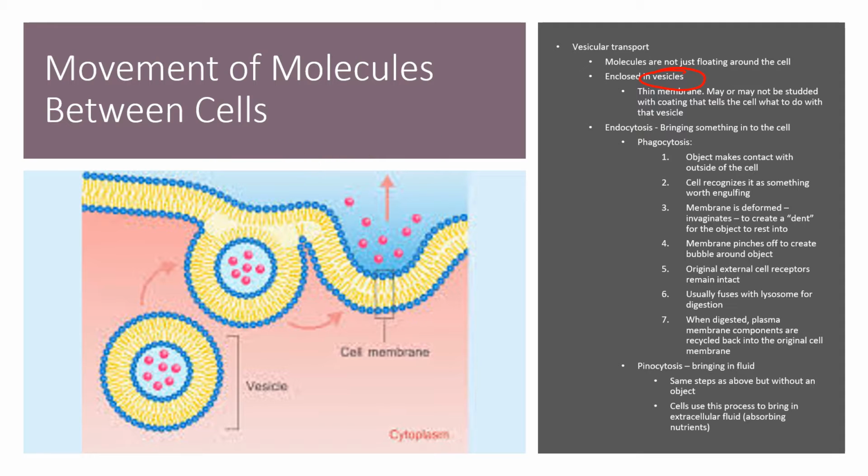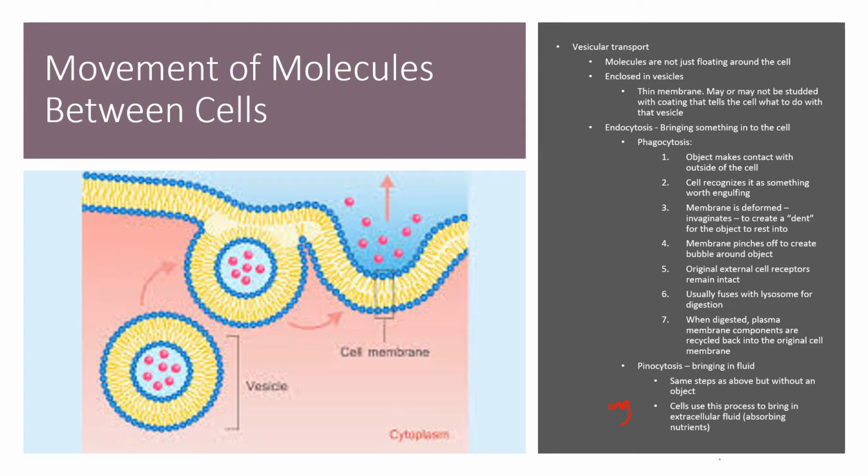The process of bringing things into the cell is called endocytosis. Endo refers to in, cytosis is cells doing stuff. There's two forms of endocytosis that we should care about: phagocytosis and pinocytosis. Phago refers to eating, and pino refers to drinking. So phagocytosis is a process of cell eating things. Pinocytosis is the process of the cell basically drinking things. Pinocytosis brings in water. Phagocytosis brings in stuff.